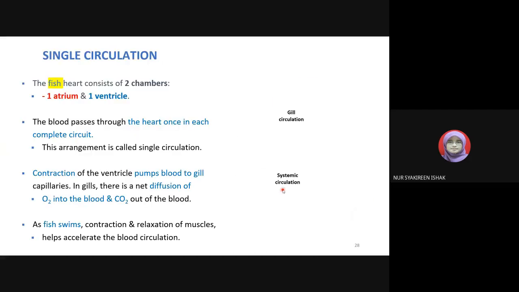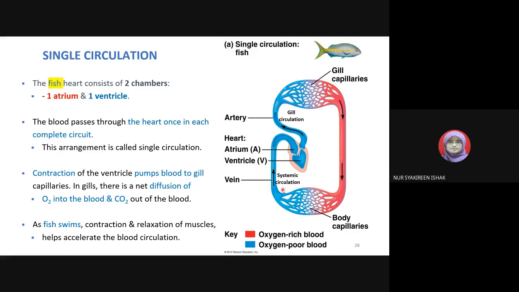First, for organisms with single circulation, we have fish. Fish have two chambers of the heart, which are one atrium and one ventricle. This atrium will receive oxygen-poor blood coming from the body organs. So you have blood capillaries.